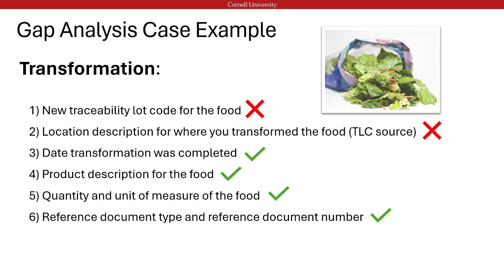And in our gap analysis that we conducted, we found that the produce processor we were working with was not currently generating new traceability lots for foods after they were being transformed. So this was a gap in key data elements that they needed to fix.